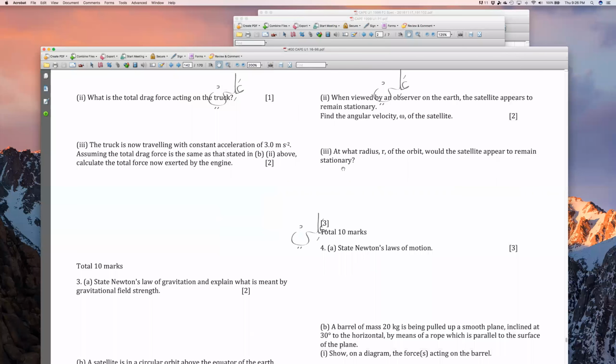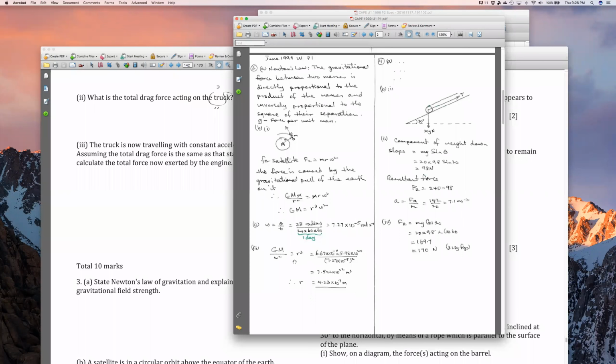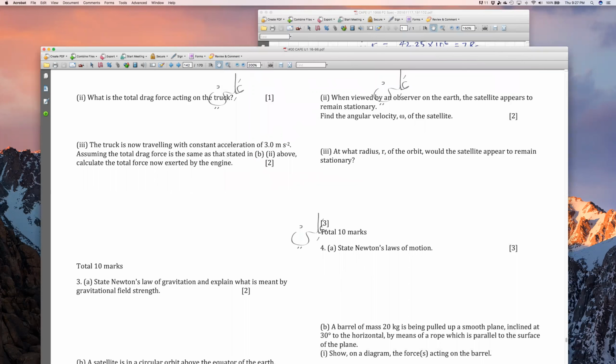Again, straightforward. What radius would this happen at? And again, we know that GM over omega squared is equal to r cubed. We just got omega from the previous part. So we simply need to put G and M on top, square omega in the denominator, and run the calculator. So that's clear? Yep. Move along. Thank you, Vishnu.